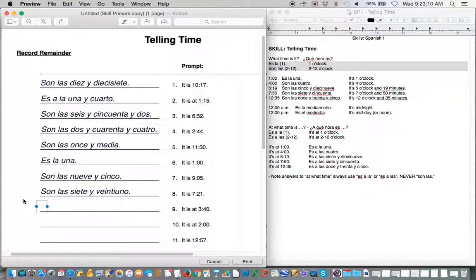Number 9, it is at 3:40. This is not a statement of time. This is telling what time something is at. So, let's see. All of them start with es a la or es a las. Some of them use las instead of la. It just depends on the number that comes after. The number that comes after is going to be 3, so we're going to use las. Es a las, and then I say 3 and 40. Es a las 3:40.